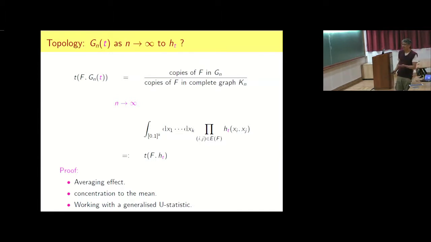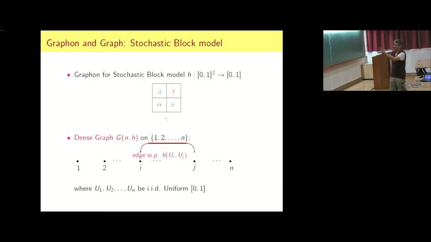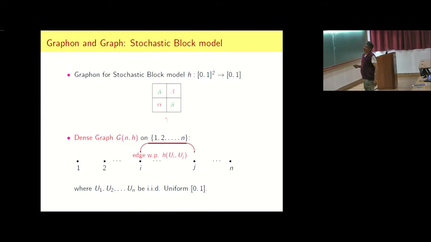So now let's try and do a simple example. Let's take the stochastic block model. Like I said, I take this graphon. If I want to think of dense graphs, I think of a graph with probability h of ui uj, where h is given by this function. So wherever the ui's fall, they'll determine the types.